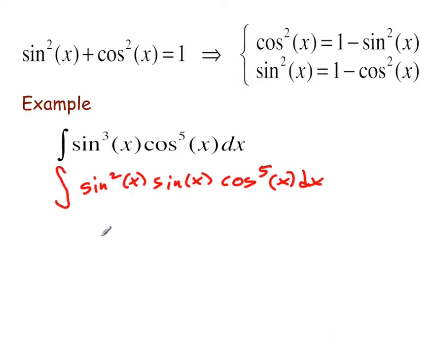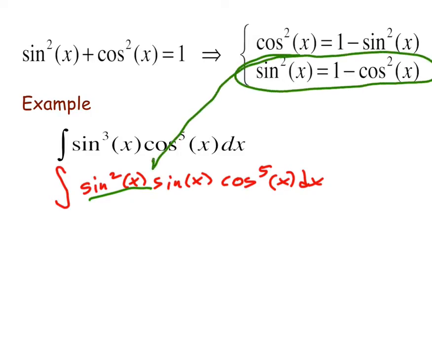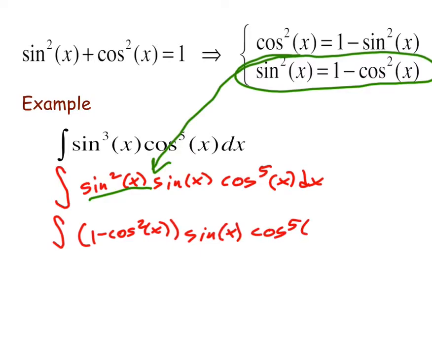And now we're going to take our sine squared and replace that with 1 minus cosine squared. And so we now have the integral of 1 minus cosine squared of x times our singleton sine, which we're going to want for our dw, and then our cosine to the fifth of x dx. And we could either multiply through or we can do our substitution. Either order works. I think I'll just do a substitution right now.